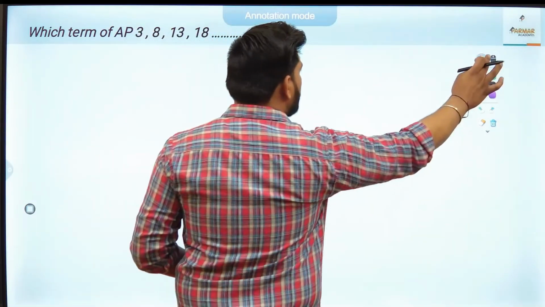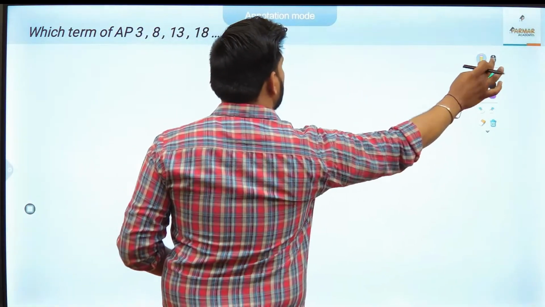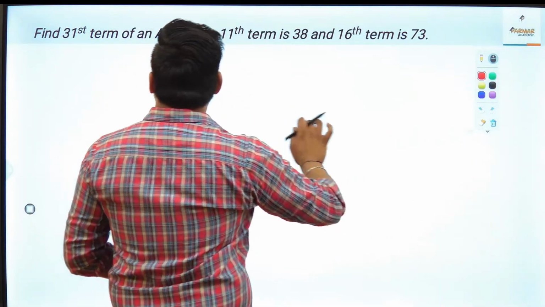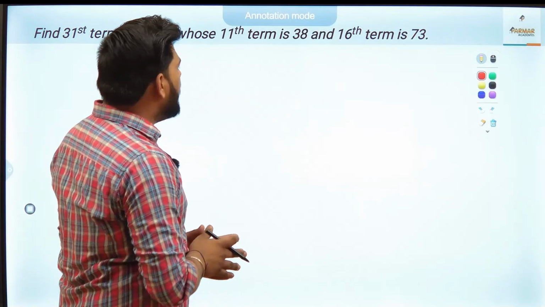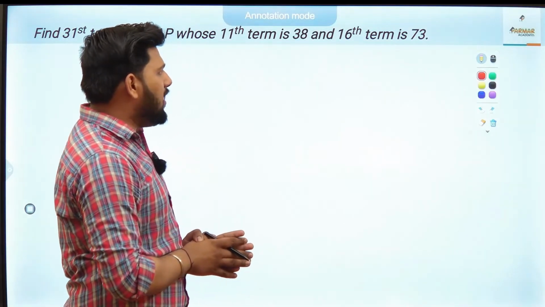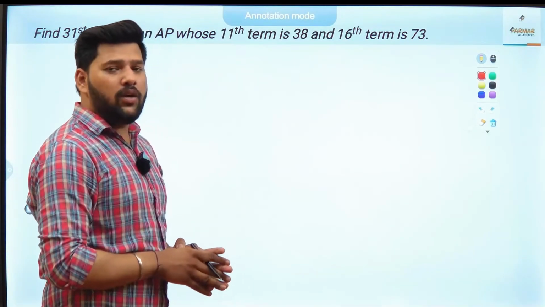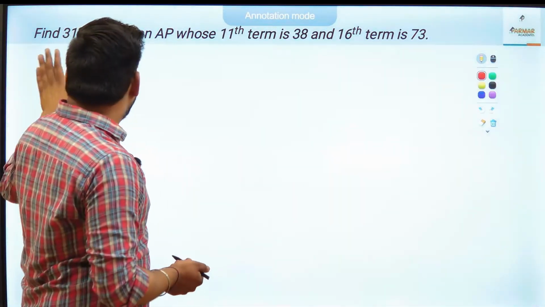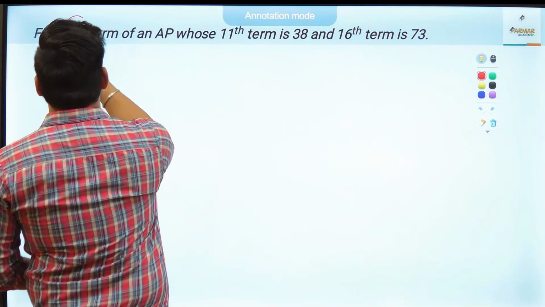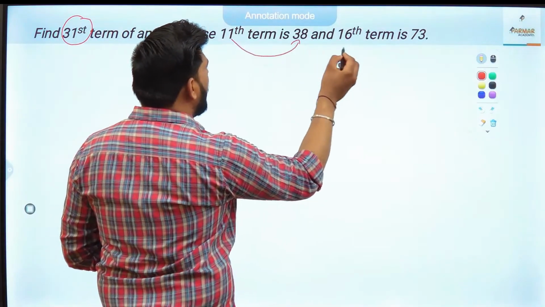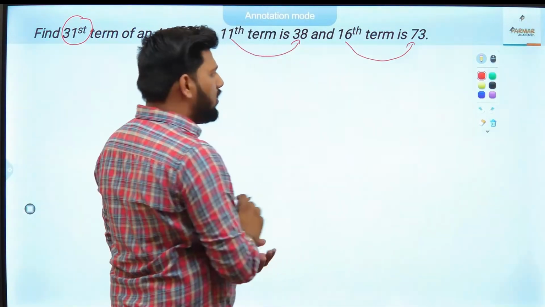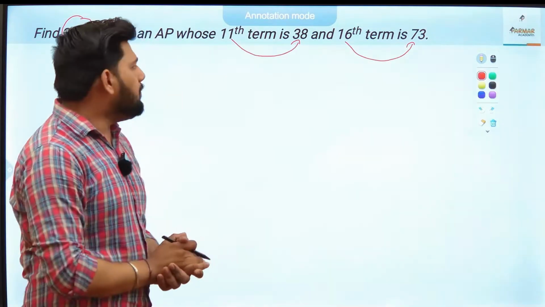The next one is: find the 31st term of an AP whose 11th term is 38 and the 16th term is 73. So what is given to us and what we have to find? Find the 31st term. Means 31st term हमें find करनी है. The 11th term is 38 given and the 16th term is 73. This is already given. Now this is very simple again.